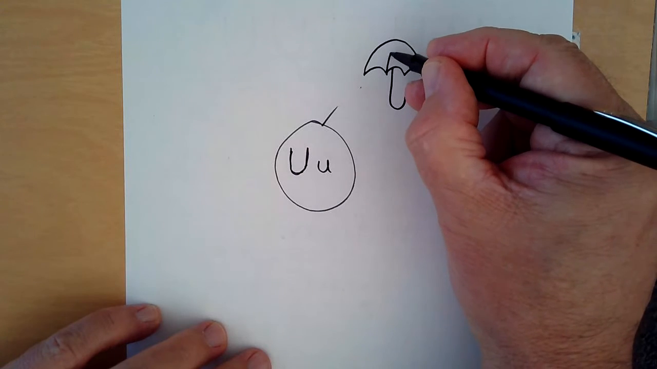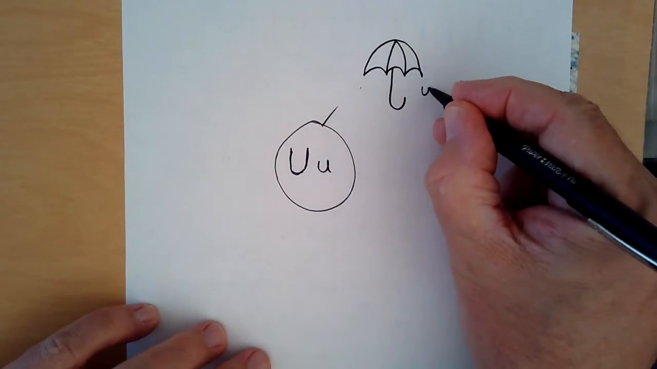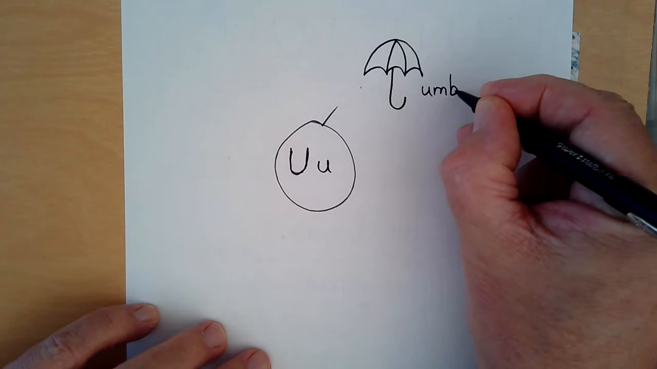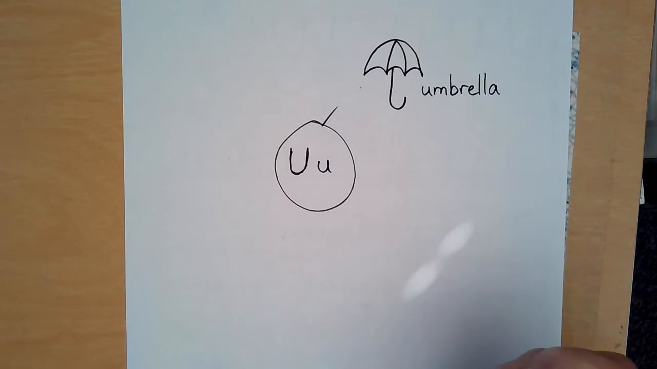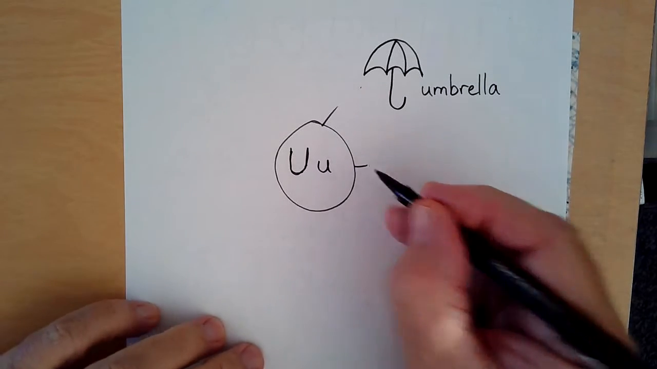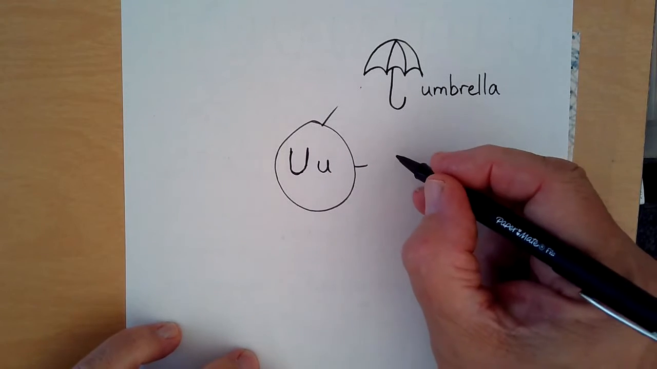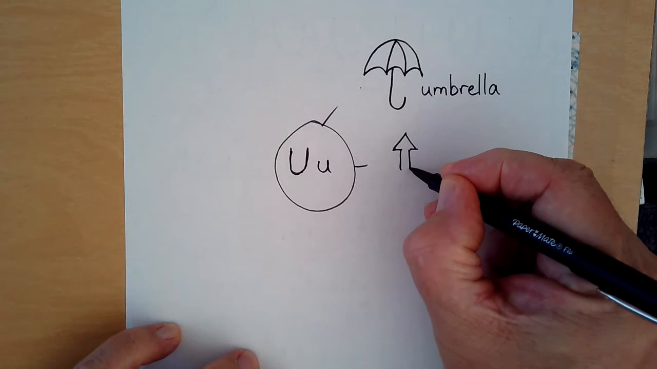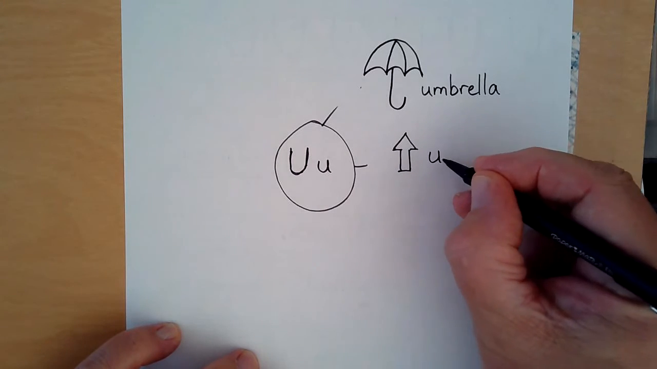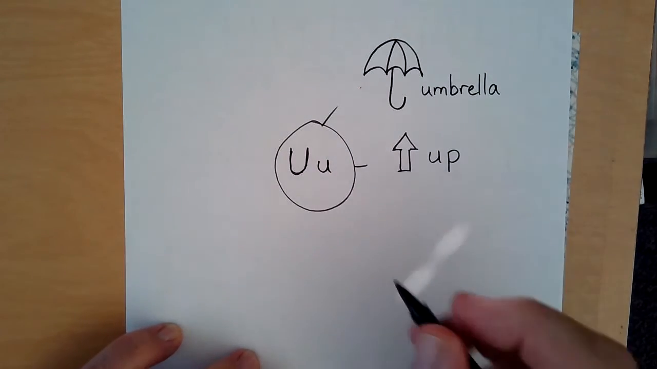Does anybody know what it is yet? I think you already figured it out. It is an umbrella. Excellent. All right, let's see. Another word that starts with U. Oh, I'm running late on time. Let's do this. I'm going to make an arrow that points at the top of the paper because I want you to look up. Excellent.